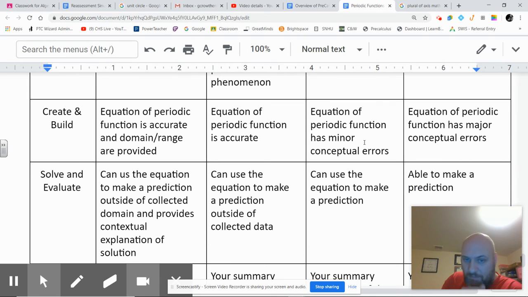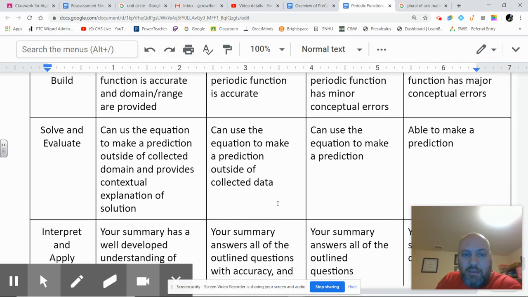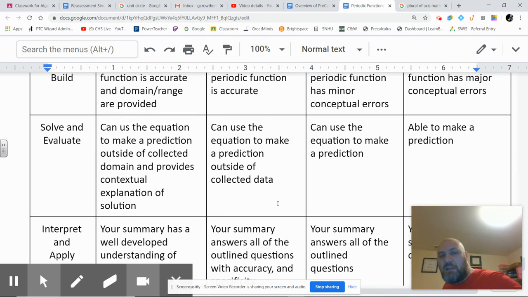Create and build. This is about your equation. Were you able to create an accurate equation of your periodic function? And for the 4, you have that accurate function and you provided your domain and range. To solve and evaluate, this has to do with your extrapolation. You're using your equation now to make a prediction outside of your collected data. And for the 4, you can use that equation to make that prediction, and you provide a contextual explanation of what your solution means.